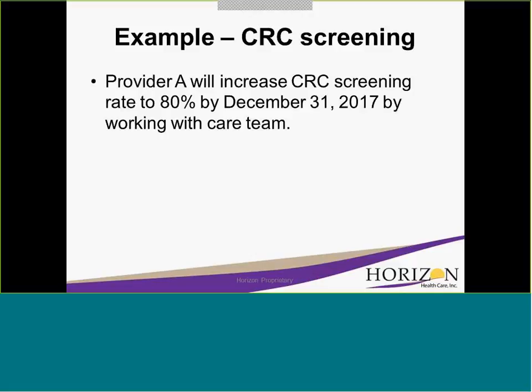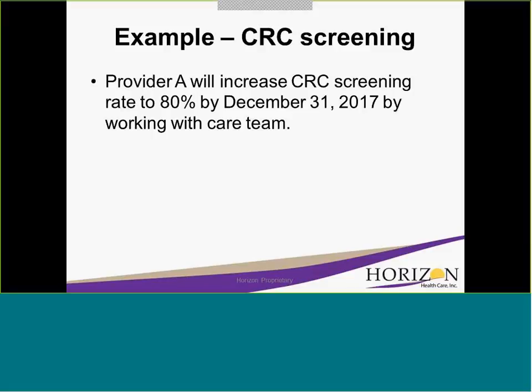It's March. March is my birthday, and so I'm really happy about that. But it's also colorectal cancer screening month for the month of March. And so I'll be using a recurrent example regarding colorectal cancer screening.